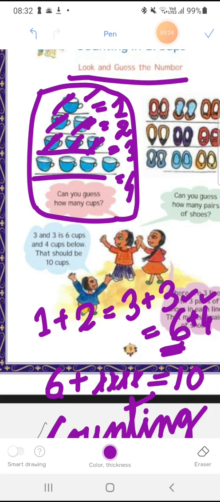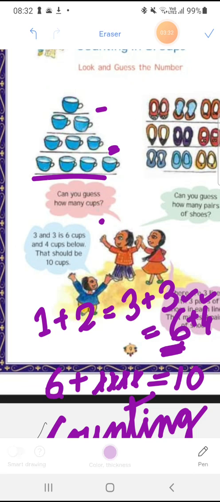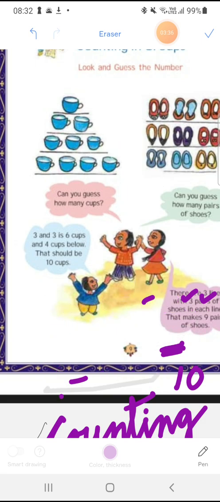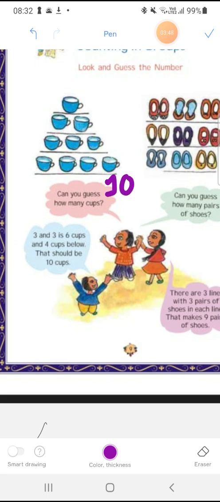So what will be our answer then? We can write down the answer is 10. So have you understood how many cups we can see? The number of cups is 10. So now have you understood how we have to count it? So the total number of cups is 10.